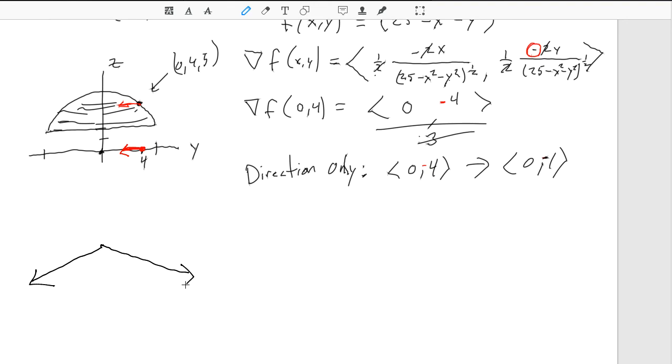I hope this drawing is not too awful. I do not have a z here, it's only x and y. So here's my x, here's my y. And then what I'm going to project are called level curves.